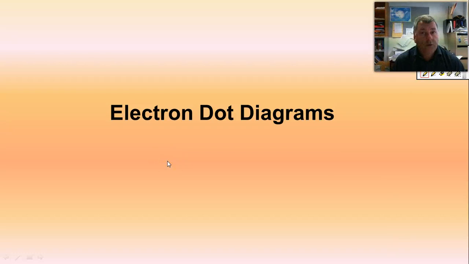Hi physical science students, welcome to the next video in the series on covalent bonding. This one we're going to talk about electron dot diagrams.